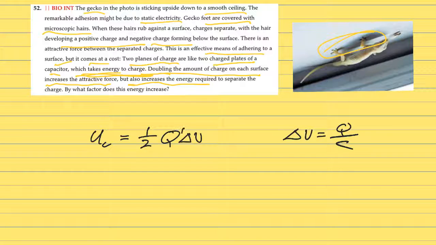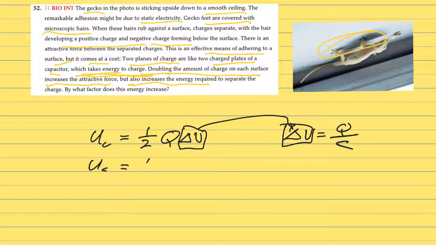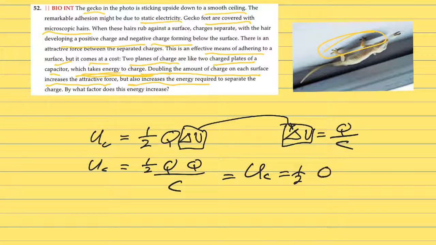Everywhere I see a change in V, since these are equal, I'm going to substitute. The energy of the capacitor equals 1/2 Q, and then I put a Q over C, and doesn't this really just turn into U_C equals 1/2 of Q squared over capacitance? So what's going to happen when you look at that?